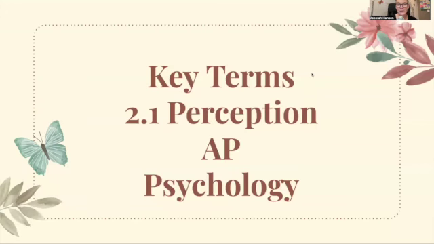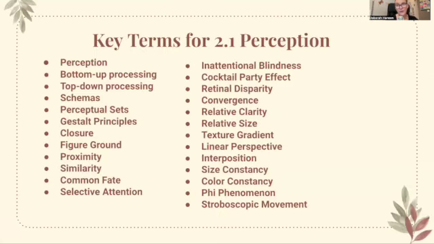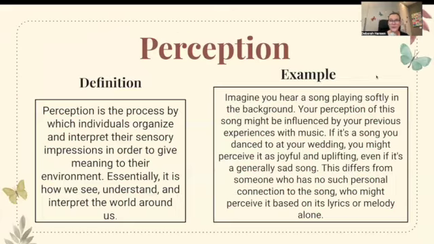Key terms 2.1 perception for AP psychology. Okay, so these are all the key terms we're going to go through. I think there's about 27 of them. And like I said, in the other video, it really goes into more detail. This is strictly definition, example. Okay, the first word we're going to start with is perception. Great word to start with since the whole unit is called 2.1 perception.